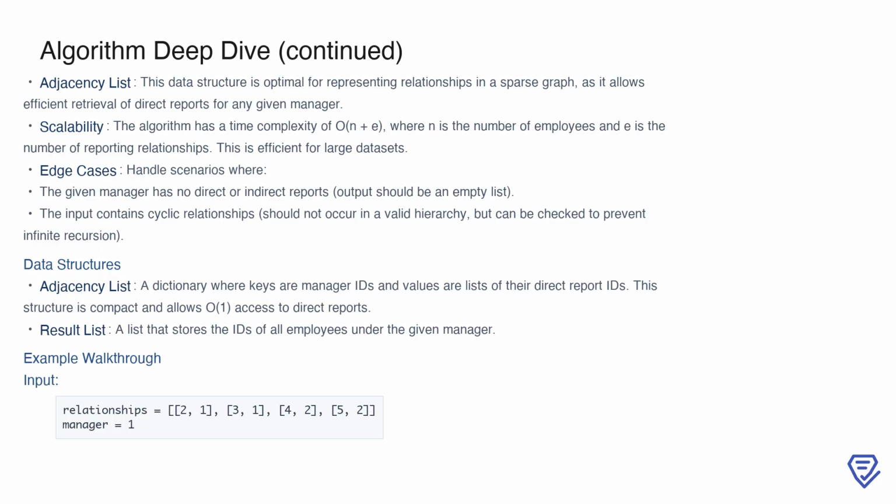Additionally, it's important to handle edge cases. For example, if the given manager has no direct or indirect reports, the output should be an empty list. Cyclic relationships, though invalid in a typical hierarchy, can be checked to avoid infinite recursion. We'll use two main data structures here, the adjacency list to store the relationships and a result list to collect the IDs of all employees under the given manager. To illustrate, consider the input relationships 2, 1, 3, 1, 4, 2, 5, 2, and manager ID 1. We'll walk through an example next to see how the algorithm works step by step.